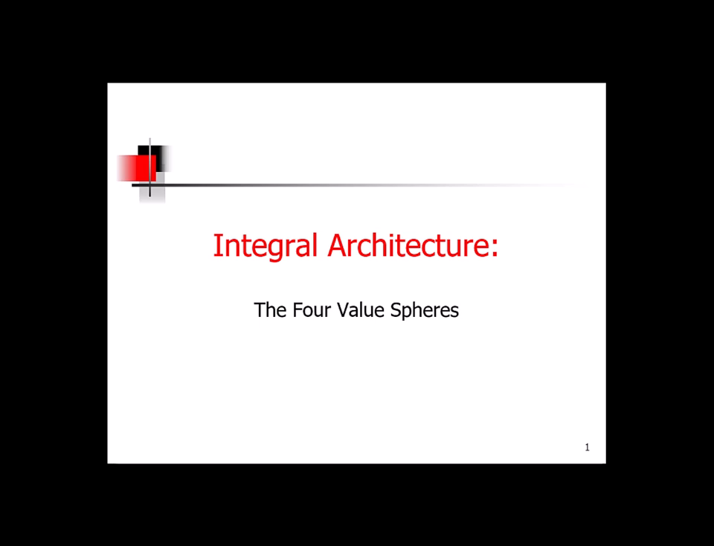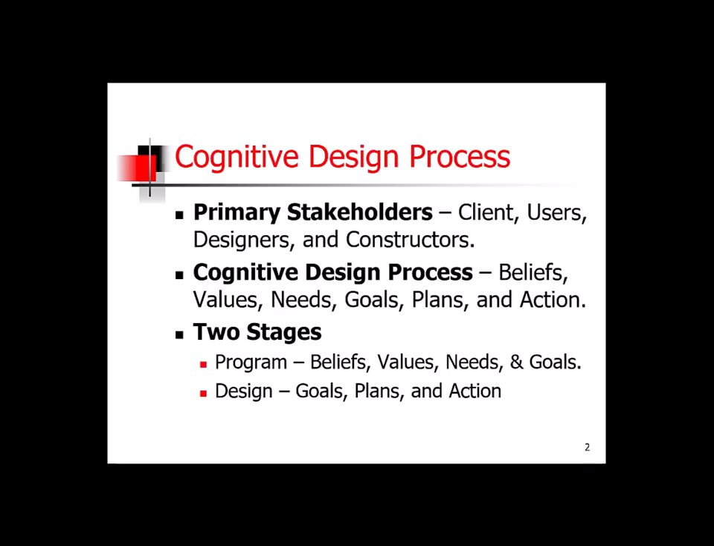This is the second lecture in Architecture 2351, Architectural Technology 1, and it's on the subject of integral architecture and the four value spheres and how technology plays a role in defining and designing architecture. As we talked about in the previous lecture, the cognitive design process includes four primary stakeholders: the client, the user, the designer, and the constructor.